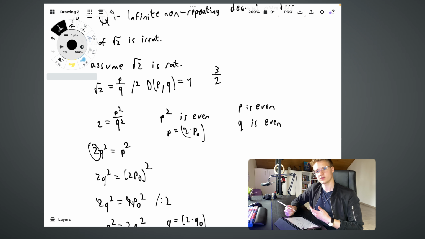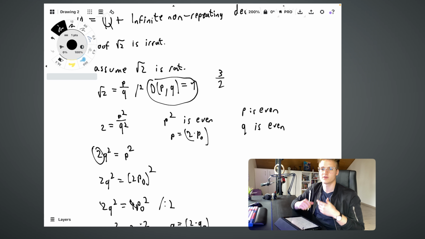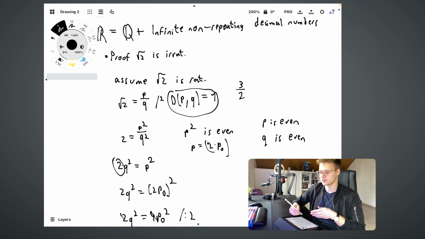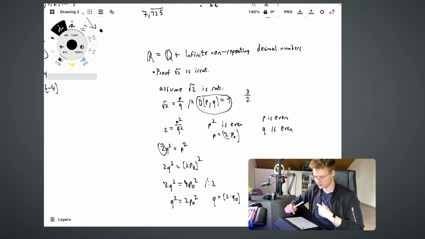Well, if both of them are even, then their greatest common divisor can't be 1, because the greatest common divisor of any 2 even numbers is at least 2. It can't be 1. So we reached a contradiction. And this means that the square root of 2 cannot be rational. So this is basically how you would prove it.